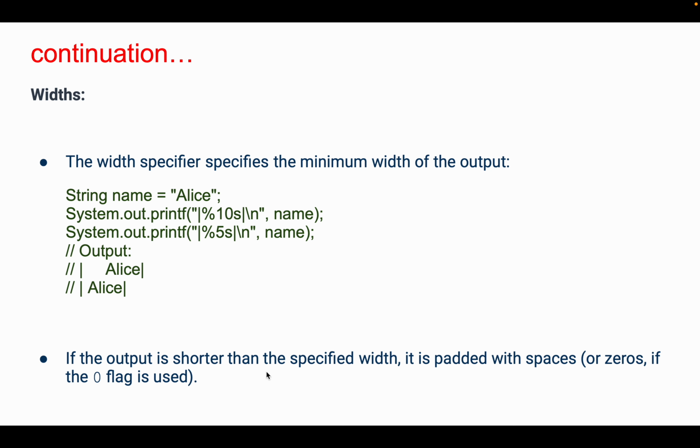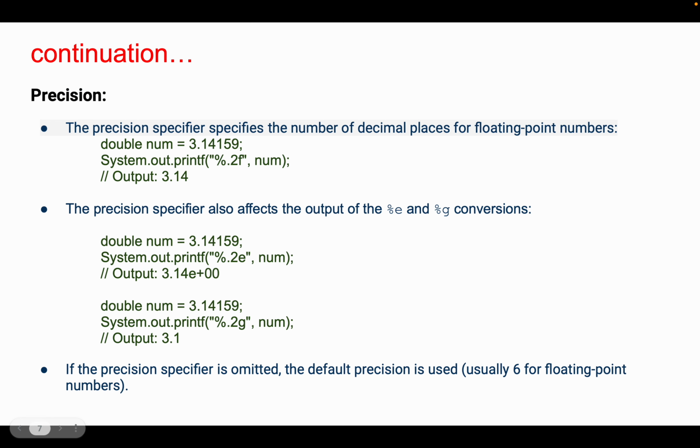If the output is shorter than the specified width, it is padded with spaces, or 0 if the 0 flag is used. We have already seen that. See here, it is 5 characters and we are using a width of 10. So that's why it has padded with spaces here. But if we used 0 padding here, then it would have added 0s at the beginning. Okay. So now let's move to the next slide.